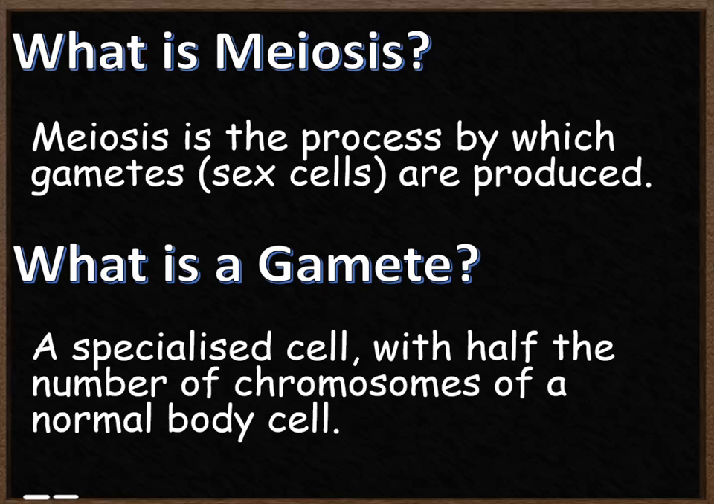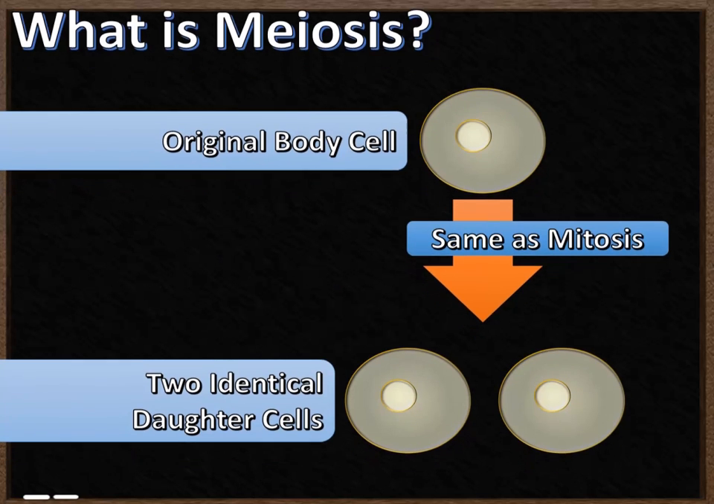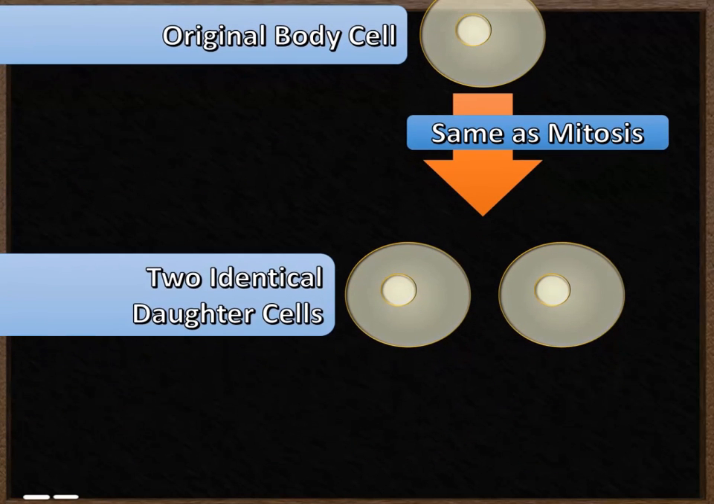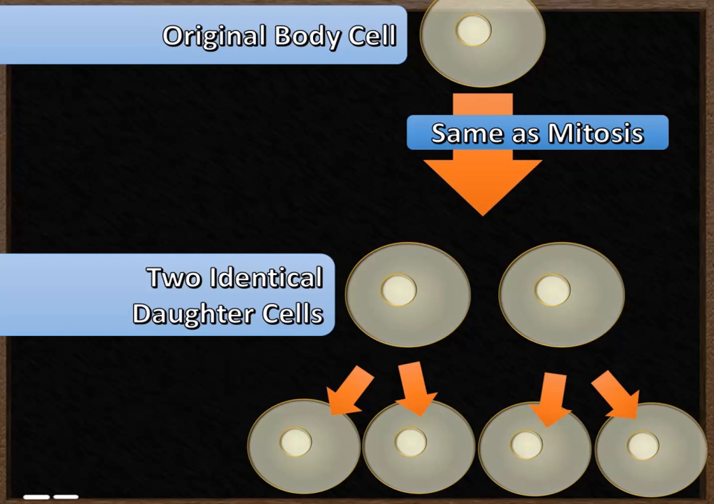So let's have a little overview of this process then. Very similar start to mitosis. We start off with one body cell, original body cell. It undergoes the same process as mitosis, with the DNA replicating, chromosomes separating to create two identical daughter cells. That's exactly the same as mitosis so far. However, what then happens? This is where it gets slightly different. Those two identical daughter cells then separate, and they separate into 4 gametes.